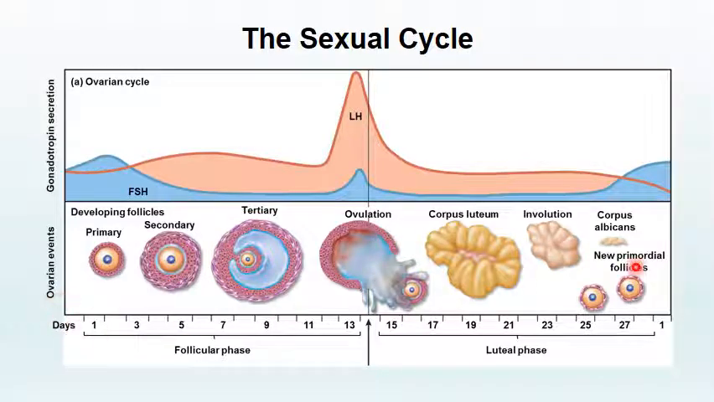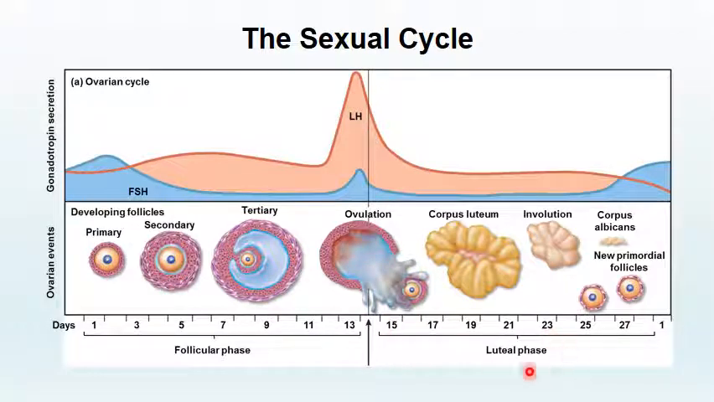This bottom box has what's going on in the ovaries. So we start with our primary, secondary, tertiary, and then ovulation, followed by the corpus luteum, involution, corpus albicans, and then the preparation of our new primordial follicles. On the bottom, we have our days, 1 through 28, and then whether we're in the follicular phase or the luteal phase. So the follicular phase is driven by what's happening in the ovaries and these follicular cells, because they are going to be in large part secreting hormones.